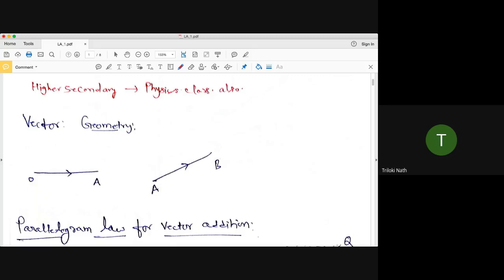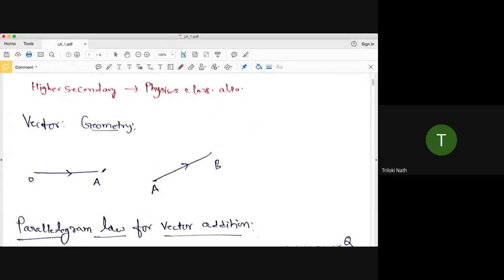So our problem is how to represent it, right? How will you represent 5 km, then east? So the idea is we take a scale. For example, 1 centimeter is equal to 1 kilometer. Then we draw a line of 5 centimeters, that represents 5 km, in the direction of east. That is a directed line segment. For example, OA. O is the initial point, A is the final point, and the direction is from O to A.